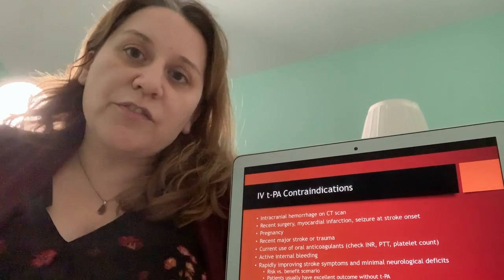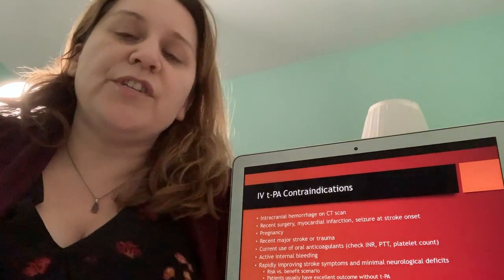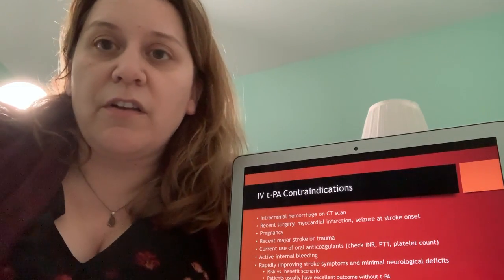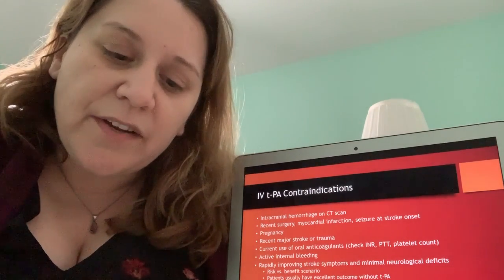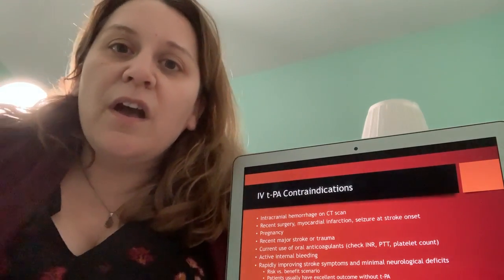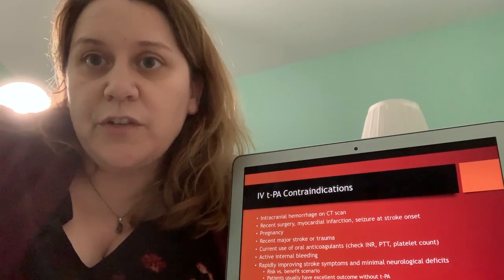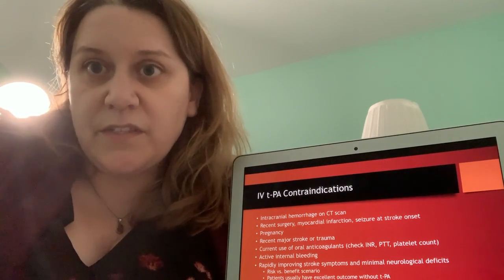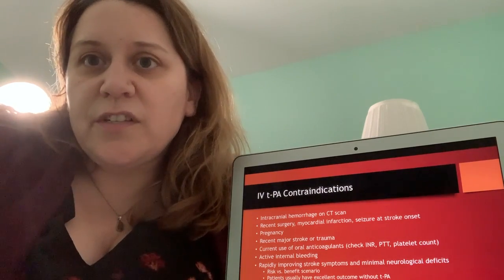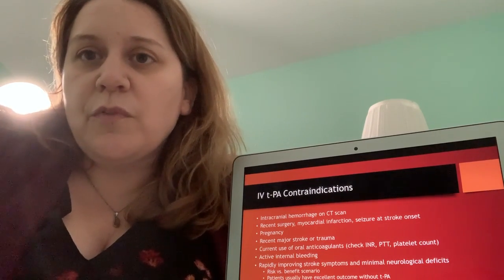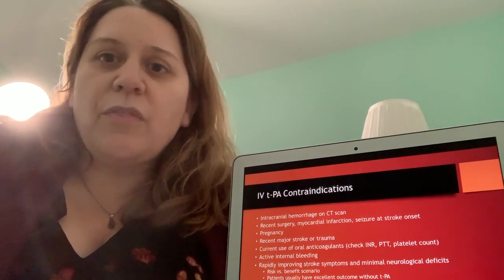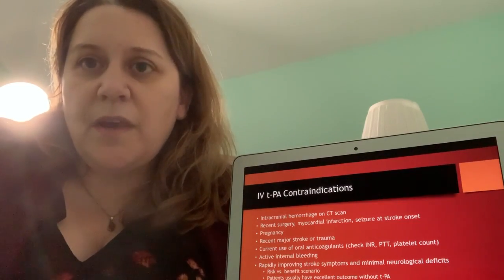So a little bit about contraindications: recent stroke, recent myocardial infarction, pregnancy. Another contraindication for IV-TPA is rapidly improving stroke symptoms and minimal deficits, because these patients have been shown to improve and do really well on their own without the added risk of TPA.